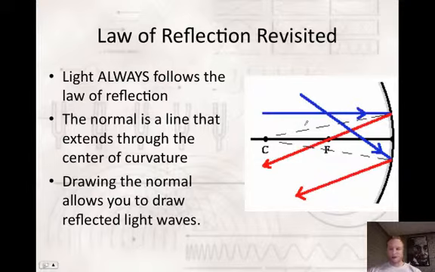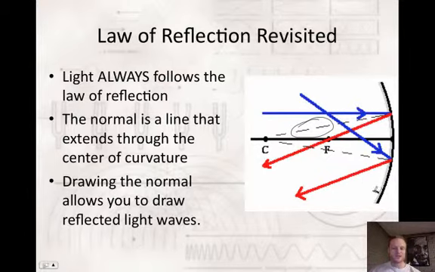Now, just a recap on the law of reflection. This law still stands true, even though these mirrors now have a curve to them. It still holds true that light will always follow this law of reflection, where the angle at which the light hits the mirror will equal the angle at which it reflects off the mirror. Okay, and you can draw that normal line, which is perpendicular to the mirror. And what's kind of cool about concave mirrors is that normal line, which is represented by this dotted line here, will extend through the center of curvature, no matter where you are on the mirror.